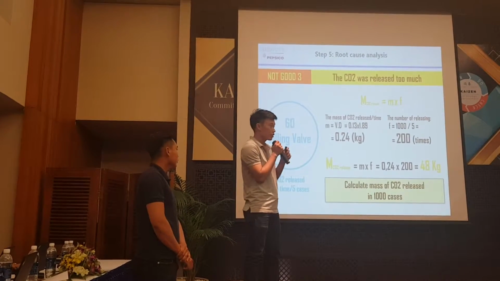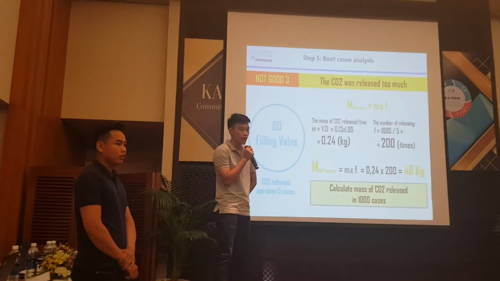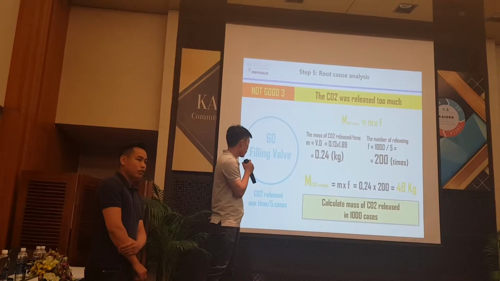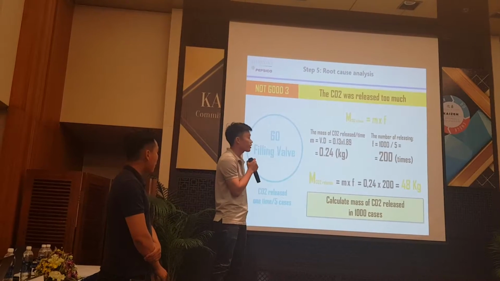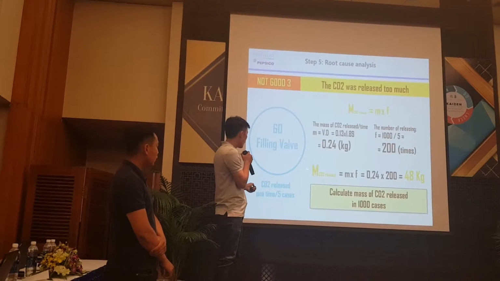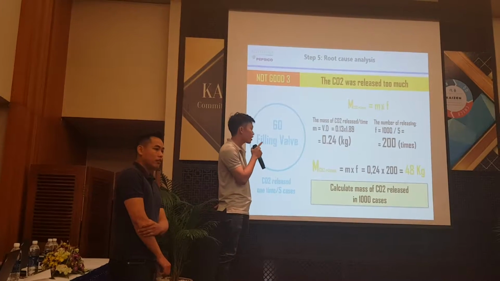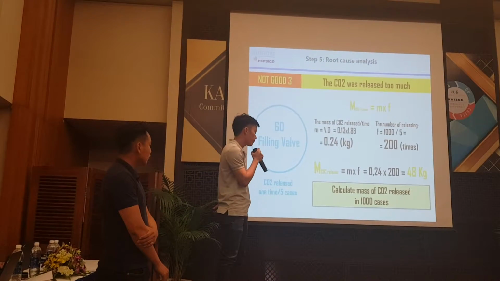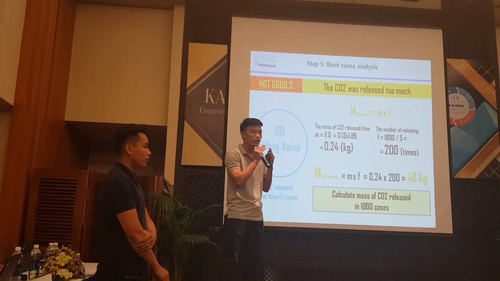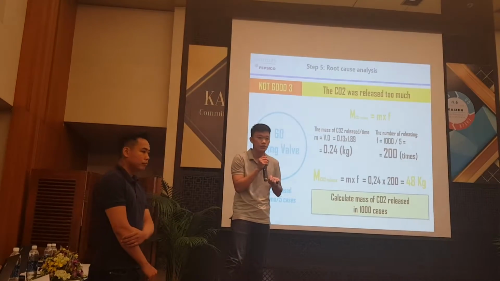in 1,000 cases. We can calculate that the mass of the CO2 released per ton is equal to 0.24 kilogram. And there are 200 times that the CO2 is released to the environment. And of course, finally we get the total mass of the CO2 released to the environment is 48 kilogram in 1,000 cases. It means that when we produce 1,000 cases, we release 48 kilogram to the environment.